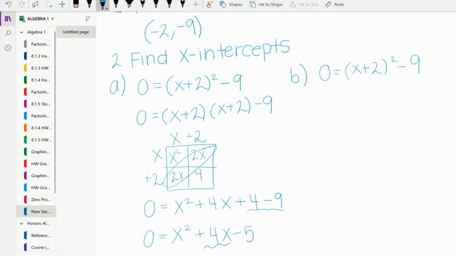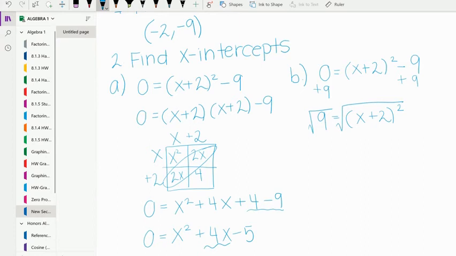So let's just try and get x by itself. So in order to do that, we would want to add 9 to both sides. So we would get 9 equals (x plus 2) squared. Now we have to think, how could we undo something squared? Well, we could square root it. So to undo something being squared, you can square root it.